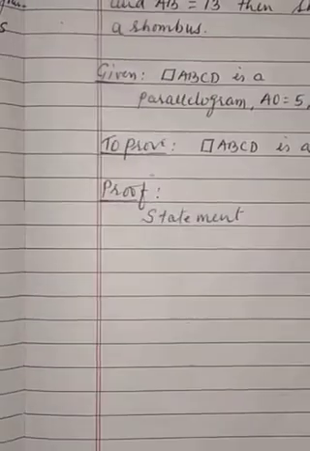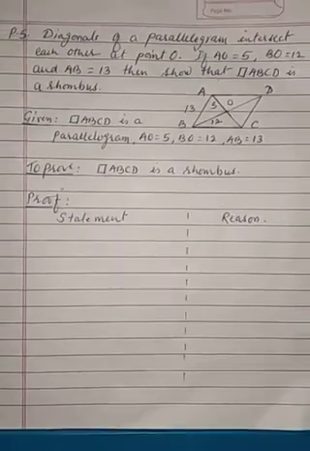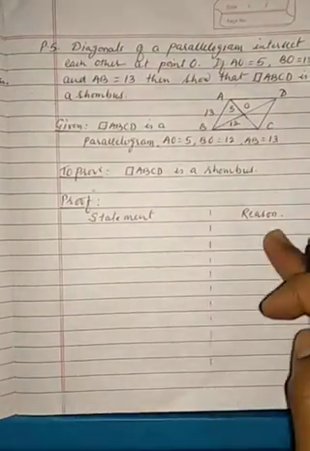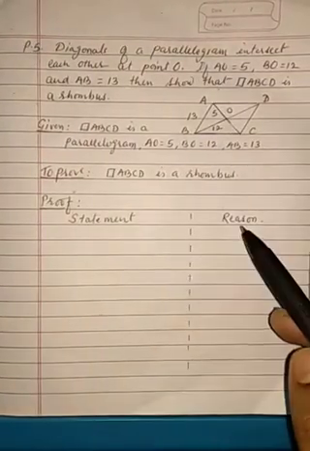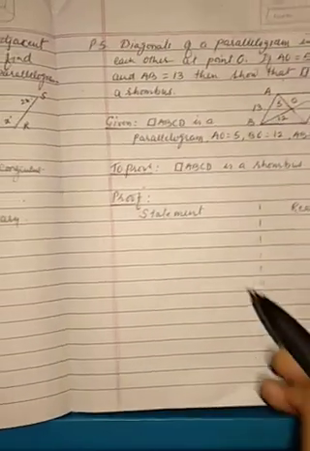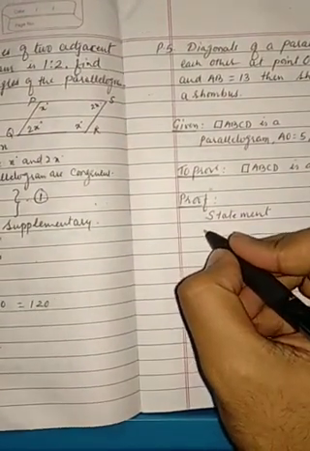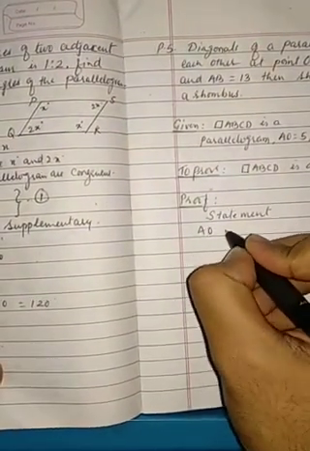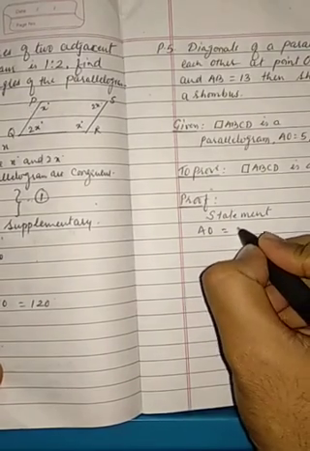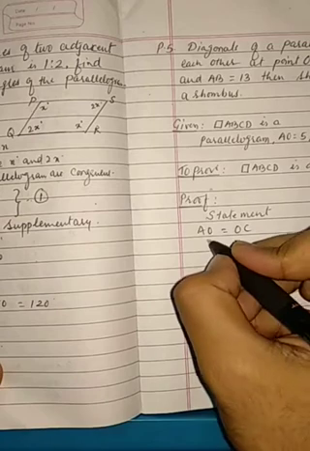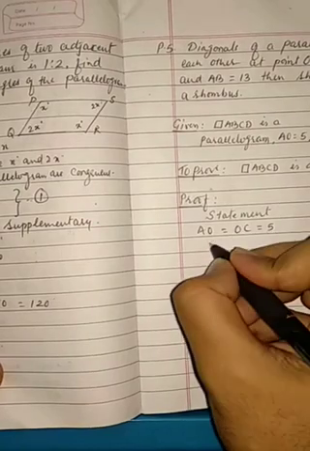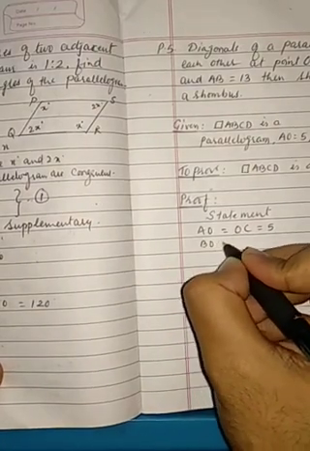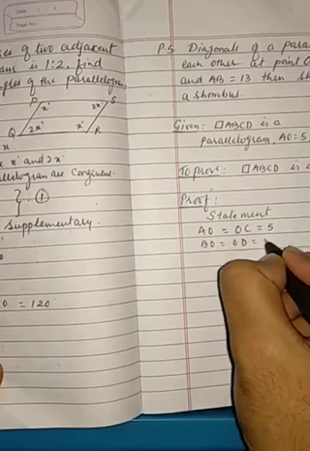So students, let's start with the given data. We have written it in the format statement and reason. Whatever statement you write here, you have to give a reason for it. Now first of all, we will write here AO is equal to OC, that is equal to 5. BO equals OD, that is equal to 12.